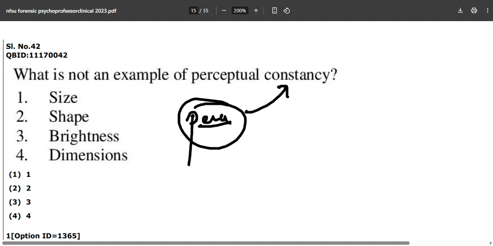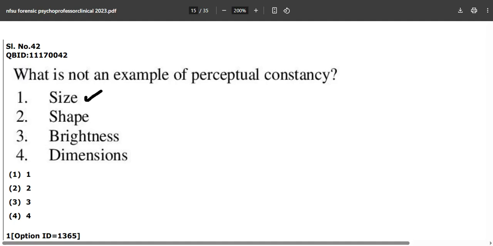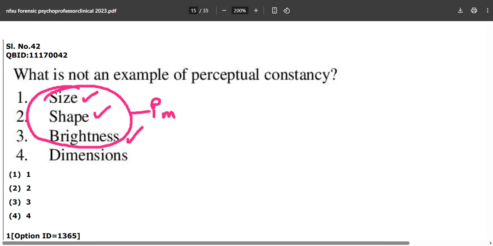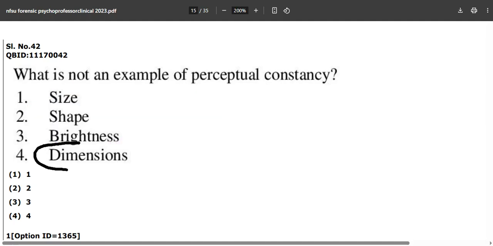Now, what is not an example of perceptual constancy? Size, shape, brightness, or dimension. So obviously we have dimensions as the correct answer over here, because we have perceptual constancy of size, shape, and brightness, and these three are very important. Okay, so next time also this question might come, so be prepared for that. But obviously dimensions is not.